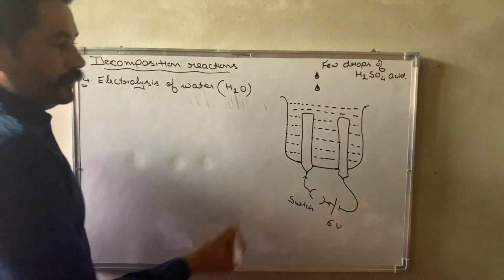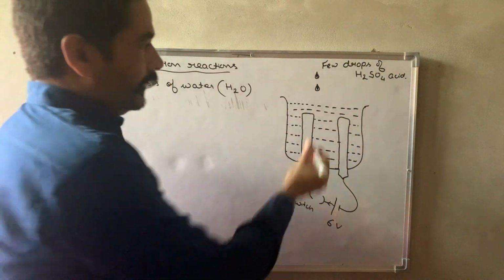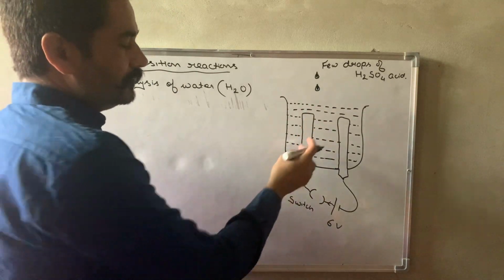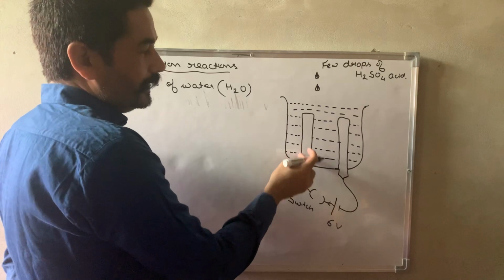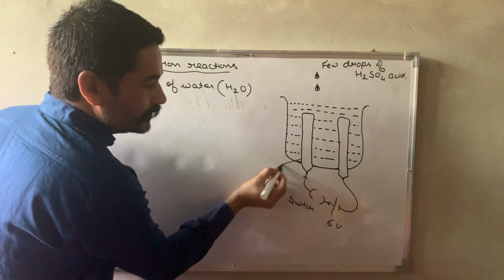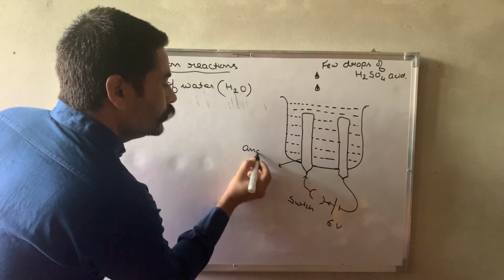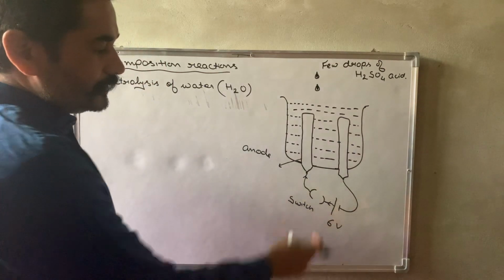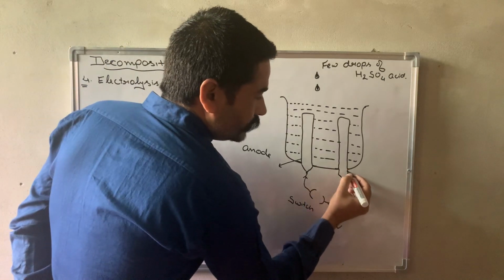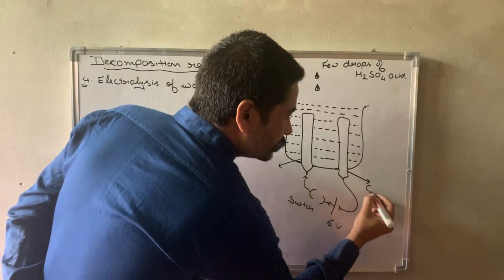Okay. Now, after adding a few drops of sulfuric acid, when I turn the switch on, you will see that two types of gases form. One at this electrode, and this electrode is connected to the positive terminal, so this is known as anode. Anode is the electrode which is connected to the positive terminal of the battery, and the one connected to the negative terminal of the battery is known as cathode.